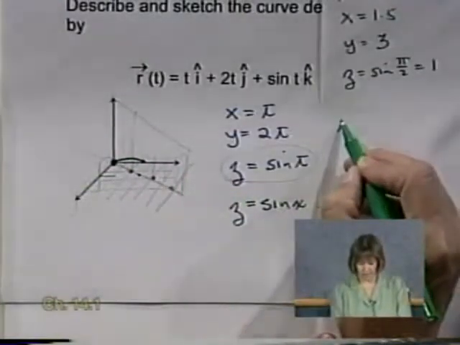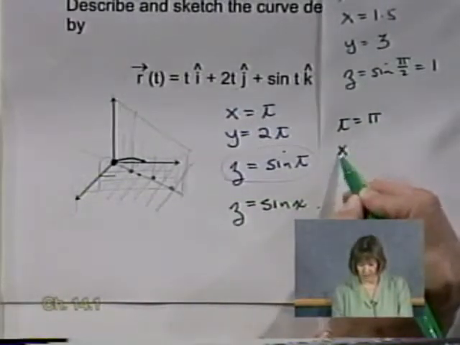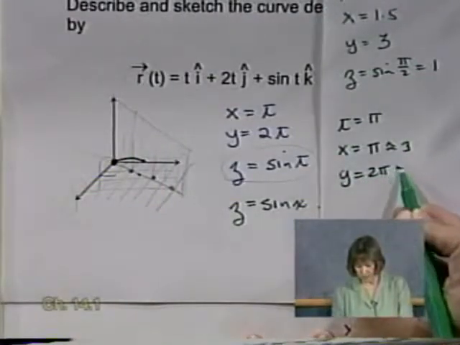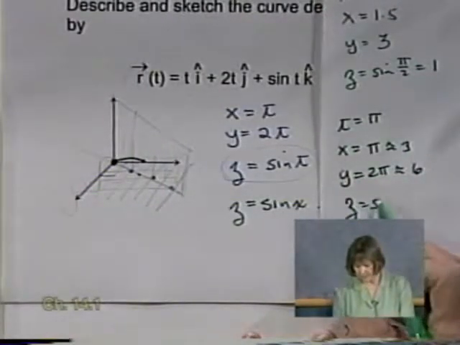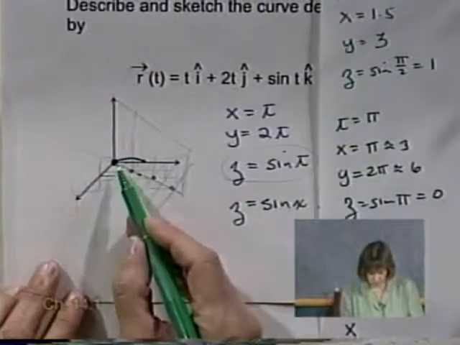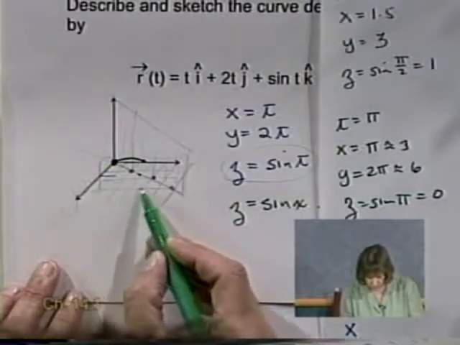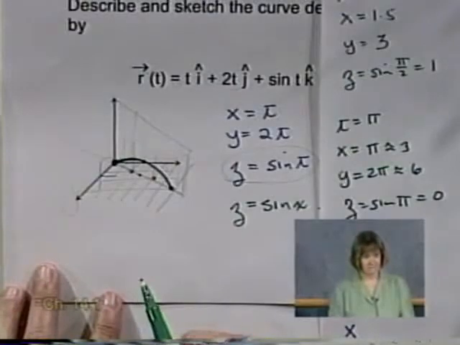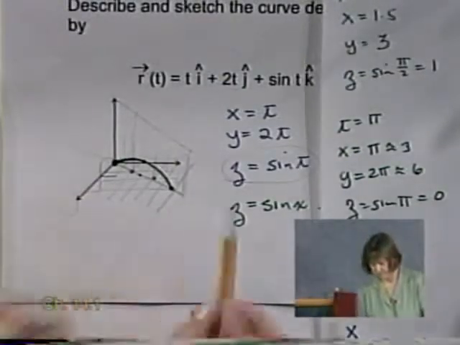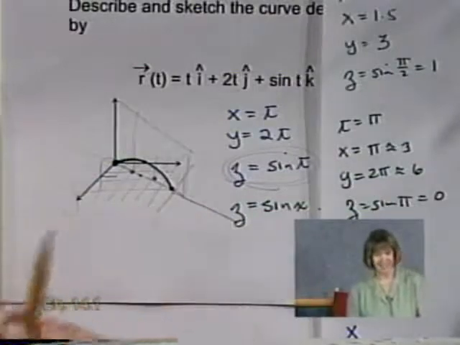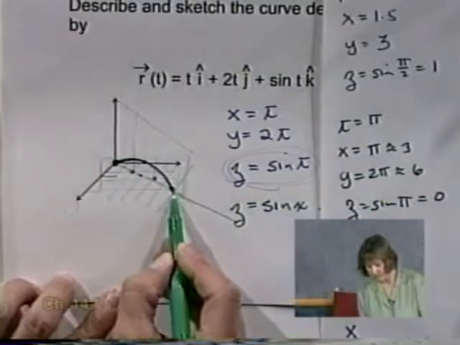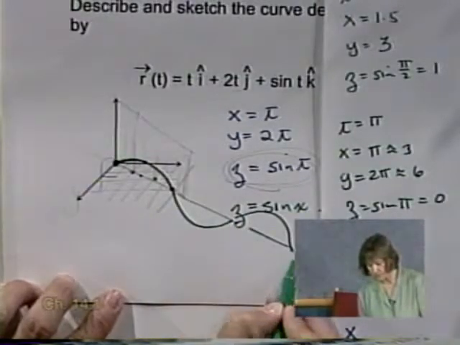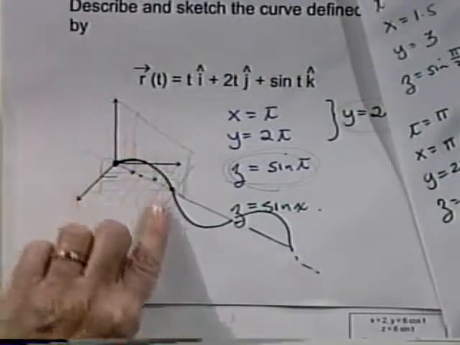Now why don't we try t equal to pi. X is going to be pi, which is around 3. Y is going to be 2 pi, which is around 6. And z is the sine of pi, which is 0. So if I do 1, 2, 3, 1, 2, 3, 4, 5, 6, I'm down to 0. What do you think it's going to do next? Since your height is the sine of t, I bet you it's going to go up, and then it's going to go down. I should make those dotted because it's below. Then it's going to go up, and then it's going to be going down the xy plane. And this is what your curve looks like.